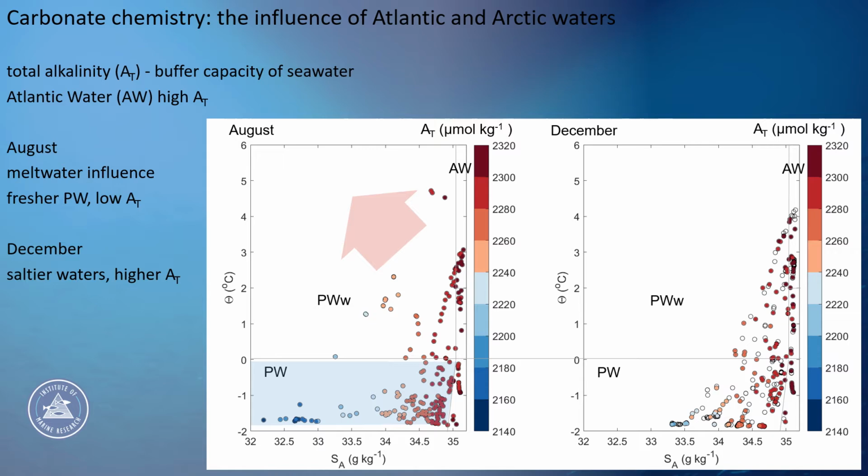The Atlantic water is warm and salty and characterized by high alkalinity. In August, the greater influence of sea ice melt and meltwater inputs shows a larger proportion of the fresher polar water, characterized by lower alkalinity. By December, the reduced meltwater influence returns the water column to more salty conditions from the Atlantic water with higher alkalinity.